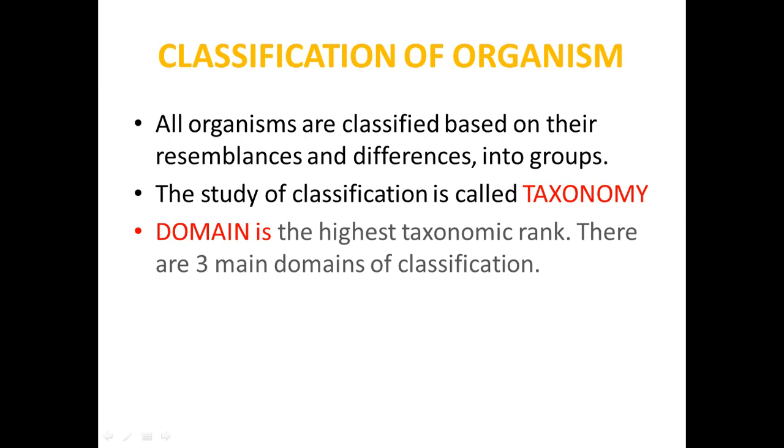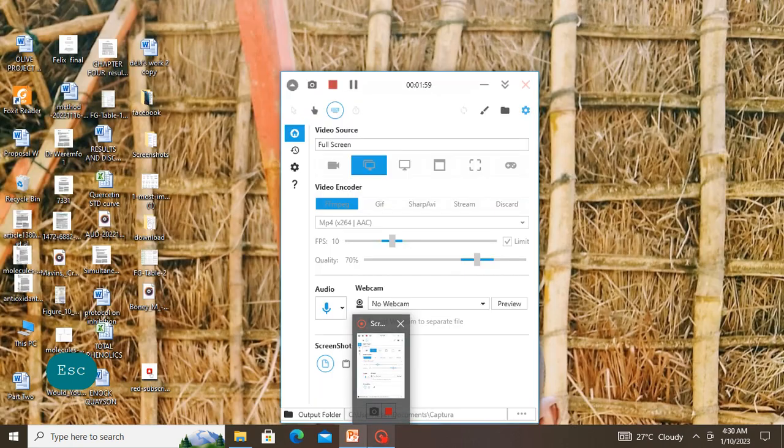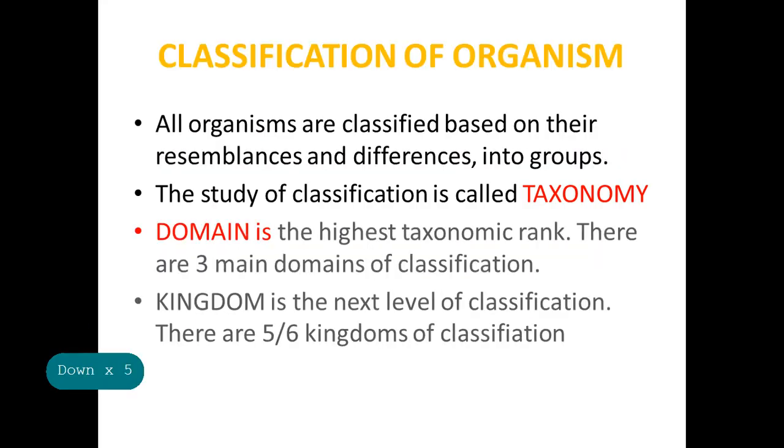Now, the study of classification of living organisms is called taxonomy. So taxonomy is the study of classification of living organisms. Scientists study classification. So the scientific study of classification is called taxonomy. Bear in mind, the word taxonomy is just the scientific study of classification.